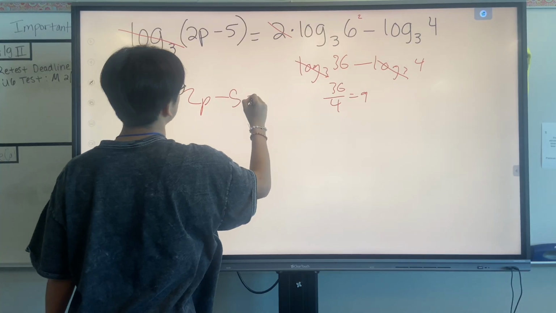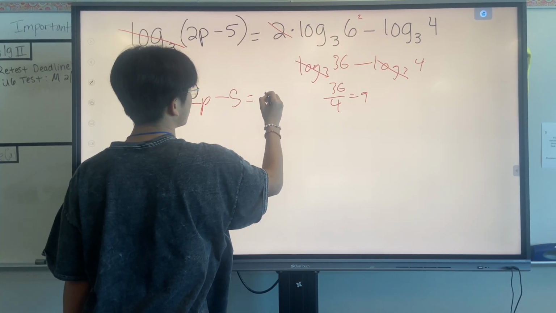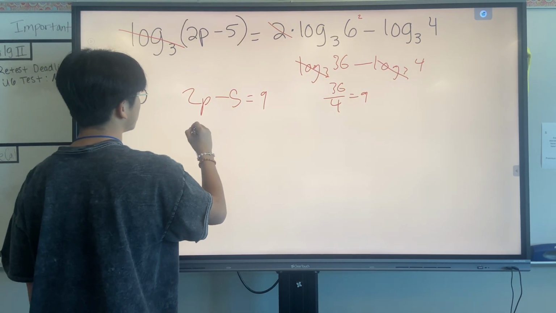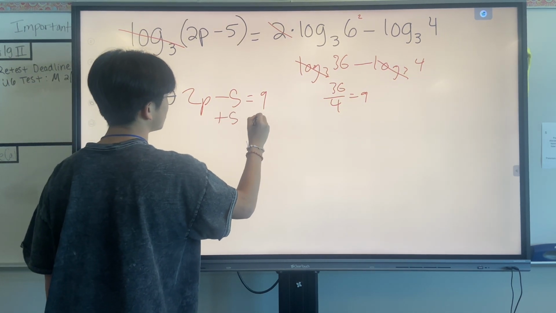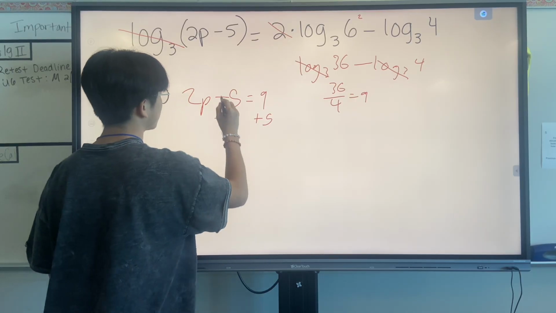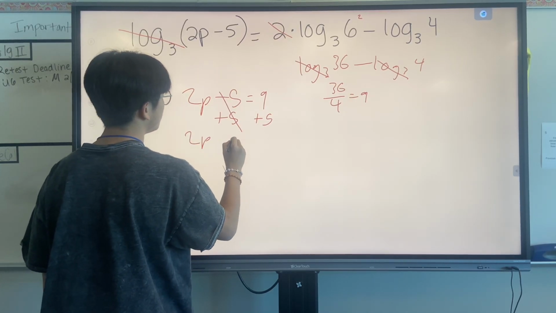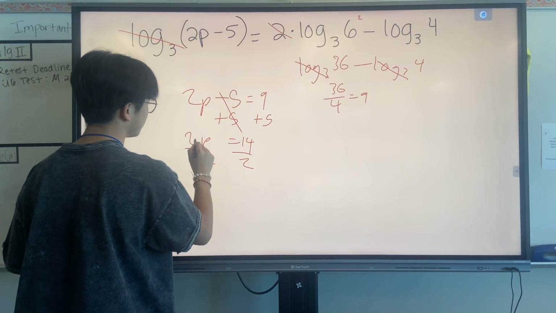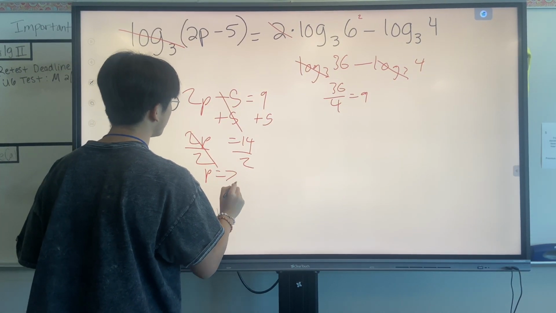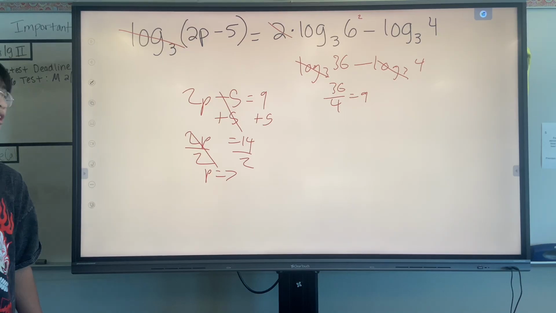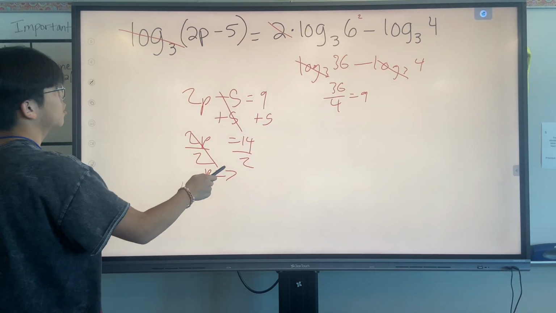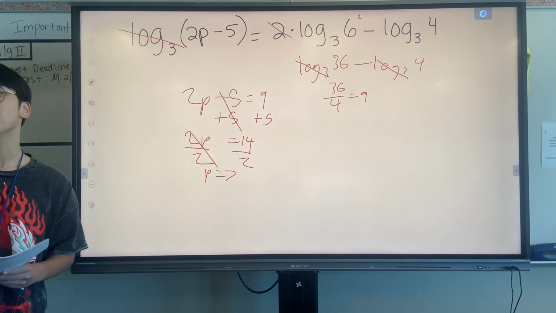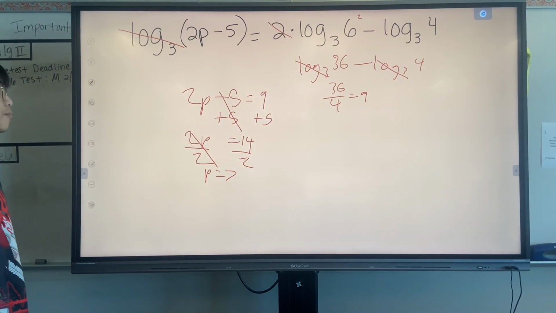You're left with 2p minus 5 equals 9. And then you solve. So plus 5 on both sides. Cancel out. 2p equals 14. And then you divide on both sides. And then p would equal 7. And again, you still have to check for extraneous solutions. So plug this in, and someone tell me if this is a solution or if it's not. It's a solution. It's a solution? Alright.